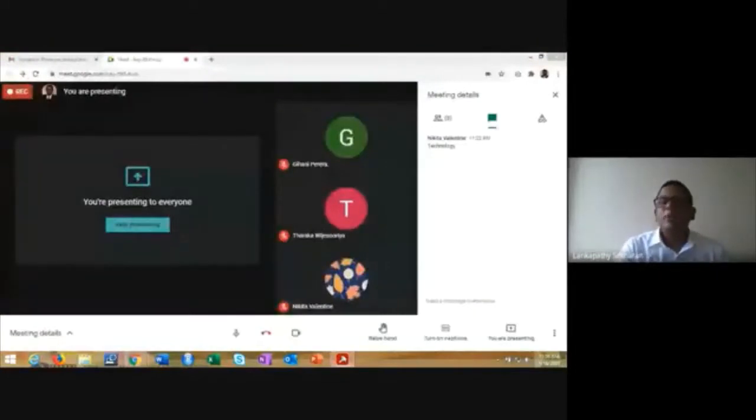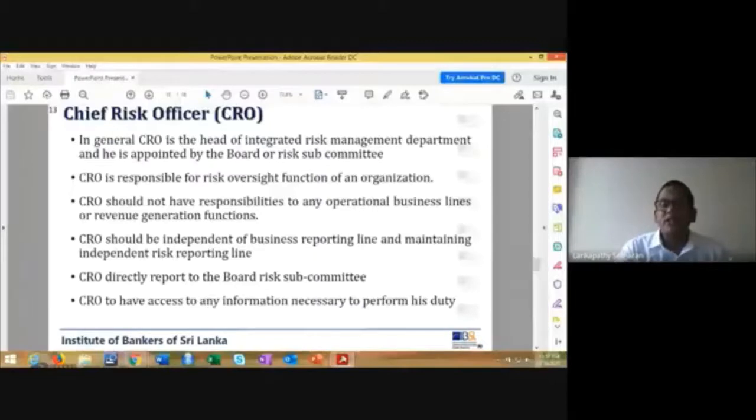Because if the CRO, the person responsible for risk management, is involved with banking operations or other revenue generation, and if there are any issues in the risk management function regarding the operational aspect or revenue generation, he may be reluctant to report that to the top management. Then there will be a conflict of interest. The personal interest and the bank's overall interest will conflict. That's why the CRO should be an independent person. He or she should not be involved with the operational or business aspects of the bank and finance institution.